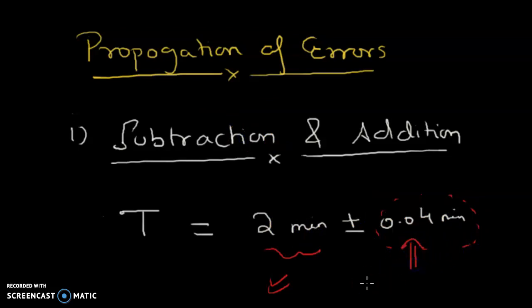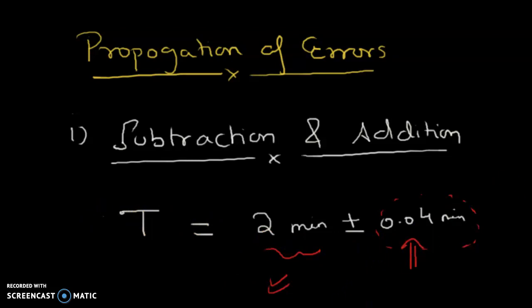Okay, that means the time can go this much above the measured value, and the real time can go 0.04 below the measured value. So this represents the error. The way of representing error in experiments or readings is like this only.